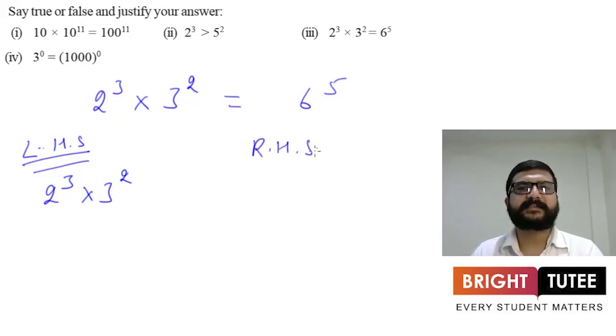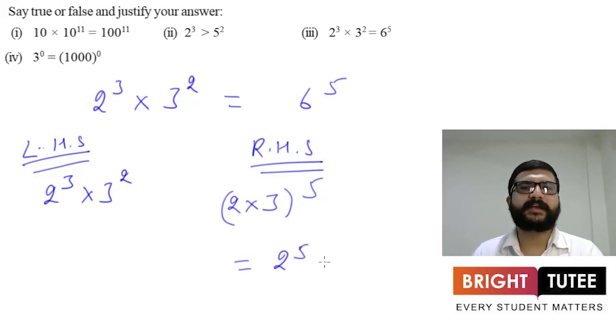Now RHS. Let's simplify RHS. This is 6 to the power 5. We can write 6 as 3 into 2 or 2 into 3. So this will be 2 into 3 to the power 5. Now by simplifying this, we will get 2 to the power 5 into 3 to the power 5. Now what do you think? Is 2 to the power 3 into 3 to the power 2 equal to 2 to the power 5 into 3 to the power 5? No, they are not equal. Here we are not getting LHS is equal to RHS. So therefore this statement is also false.